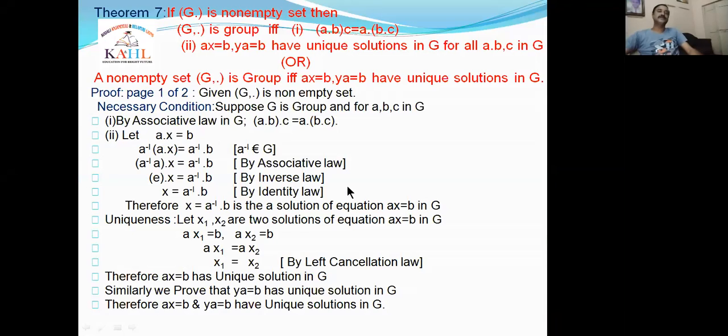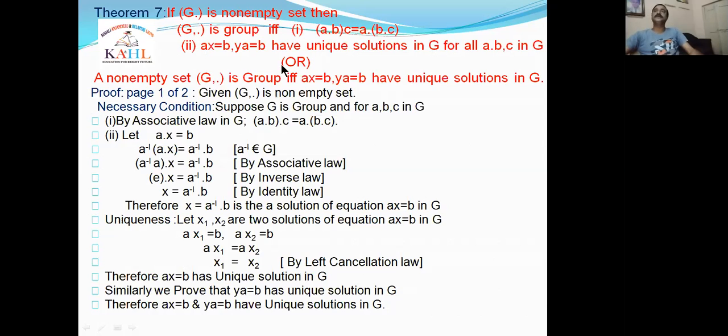Previously we have learned 6 theorems. Now we are going to the 7th theorem. The statement is: if G, dot is a non-empty set, then G, dot is a group if and only if the first bit, (AB)C is equal to A(BC), and the second bit, AX equal to B and YA equal to B have unique solutions in G for all A, B, C in G. Here G, dot is a non-empty set, and we want to prove a necessary and sufficient condition theorem. That is, if G, dot is a group, then we have to prove these two bits. If these two bits are satisfied, then we have to prove G, dot is a group.